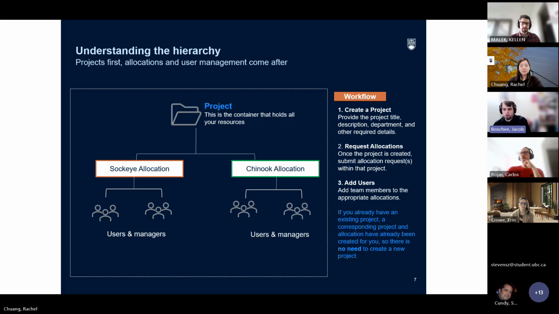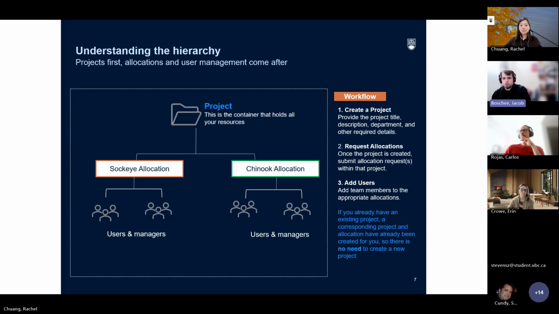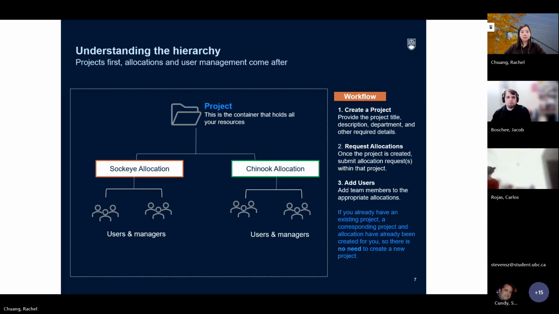A basic workflow at a high level is, if you're a new user, you'll create a project. You can make a request for an allocation, and then you can add any of the team members that you wish to have access to that allocation through the portal.